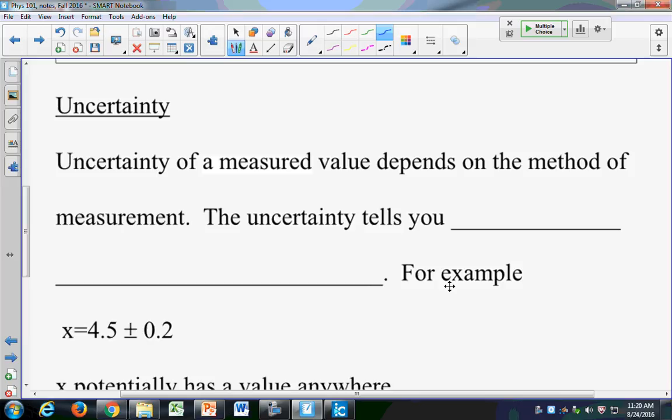Okay. The uncertainty of a measured value depends on your method of measurement. So some methods are just more accurate than others, right? Like we saw in lab yesterday, it's more accurate to use a micrometer than to use a vernier caliper, and you'll see that in lab as well. Now the uncertainty tells you how well you know a value.